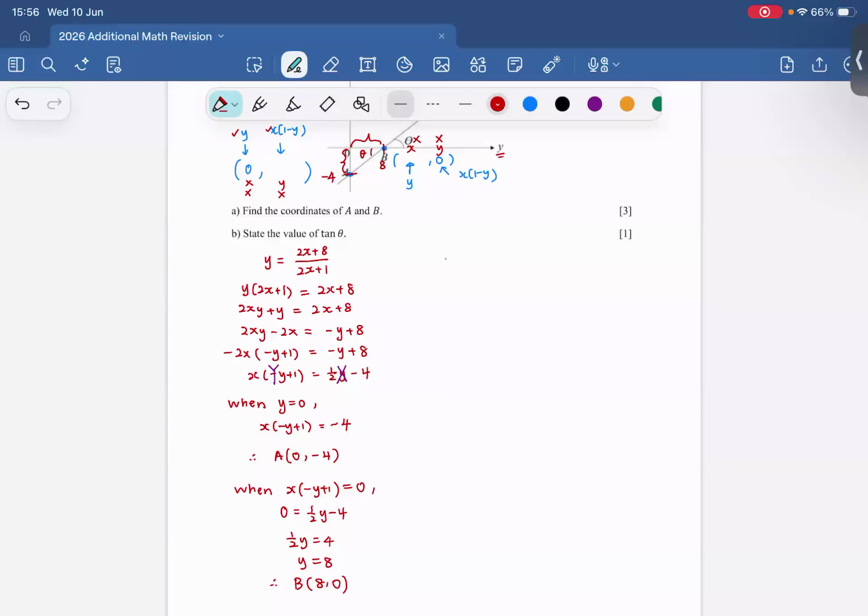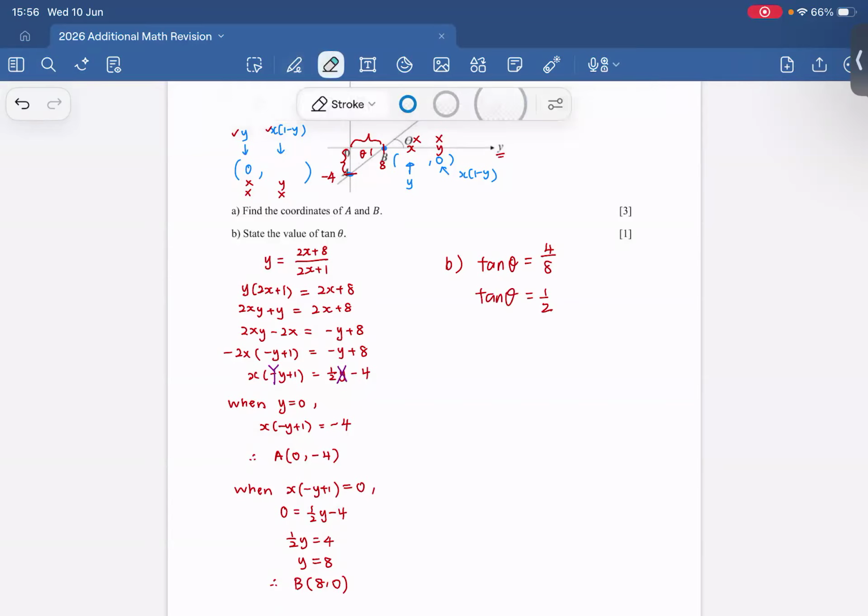Okay, part B. So tangent theta is just equal to opposite over adjacent. So it's just half. So tangent theta equals half. They never ask you to find theta, so please don't go and do tangent inverse to find the angle. They are just asking you what is tangent theta.